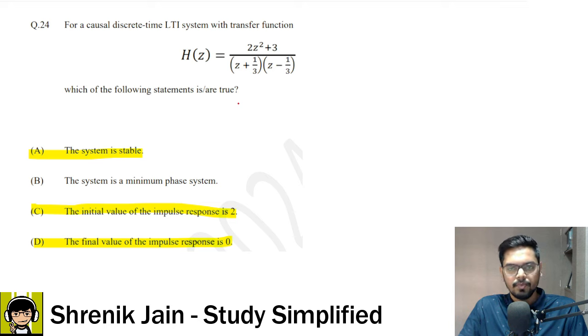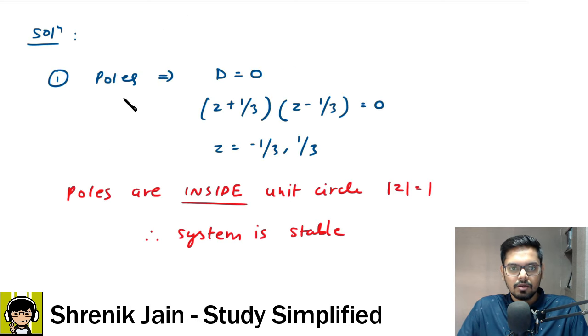The very first point, since we have the transfer function, we can comment on the poles and zeros, and that is required. Poles are required to comment on the stability. Okay, so let us find the poles. How to get the poles? Denominator equal to 0. So to get the poles, the denominator was this thing, equated to 0. So z is equal to minus 1 by 3 and 1 by 3.